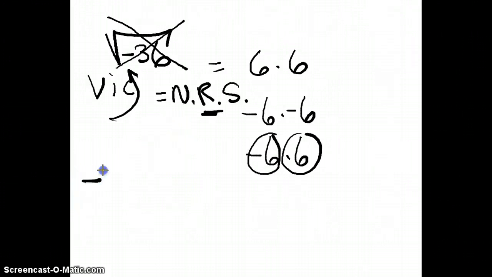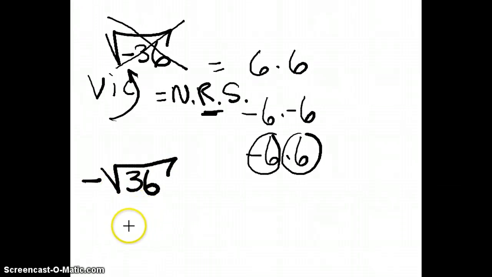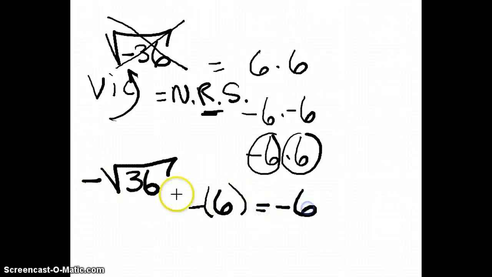What about this then? The negative square root of 36. Well, we're just going to follow PEMDAS. PEMDAS says that we do what first? Parentheses, exponents. And we already talked about how we'll deal with this like an exponent. So the square root of 36 is 6. We still have our negative from the outside. So the negative square root of 36 is negative 6.